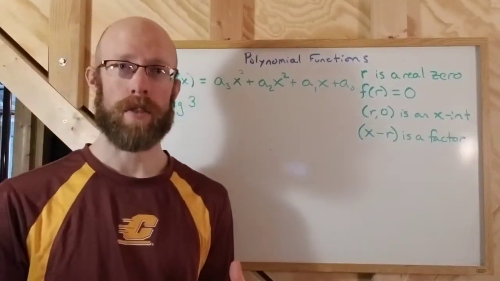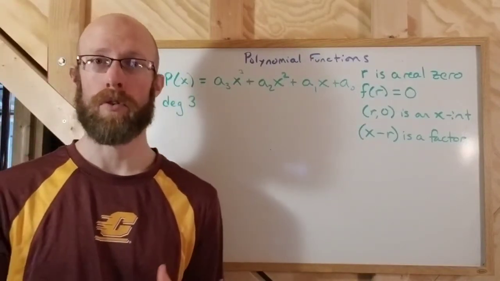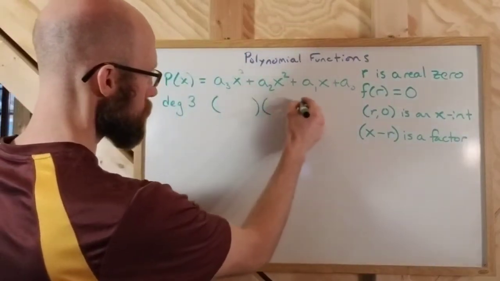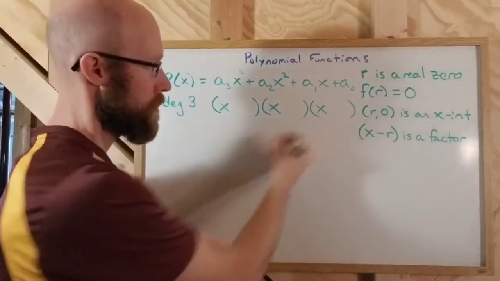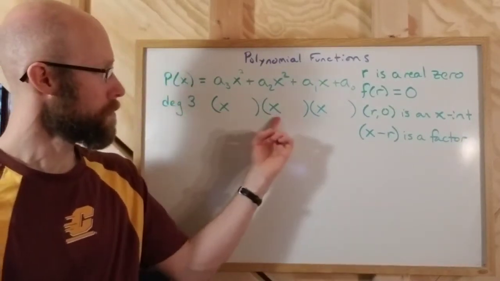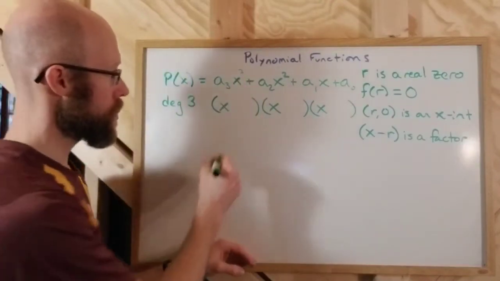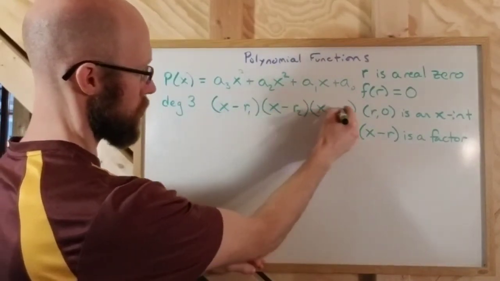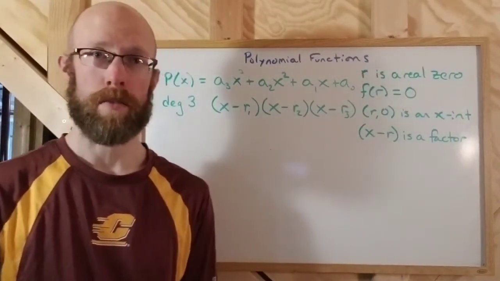However, if you were to factor that polynomial, it cannot have more than three factors. 3 is the most number of factors it can have, because when it gets factored out, the x's in the factors, those three x's must multiply up to that largest power of 3, okay? So you could have x minus r1, x minus r2, x minus r3, where r1, r2, r3 are all real zeros. That's a possibility.